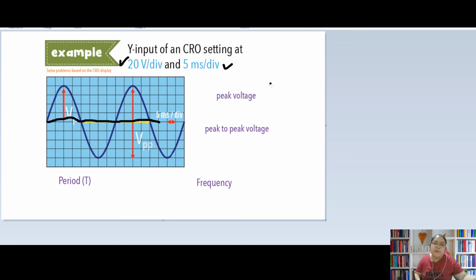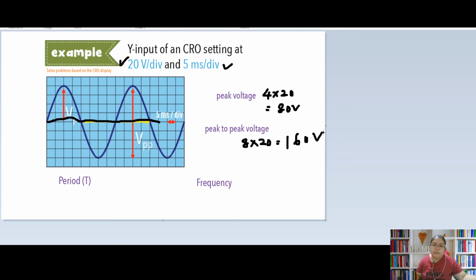First one, we find the peak voltage. Peak voltage, we have 4 boxes, 4 multiplied by 20. So the answer should be 80 volt. Then VPP, 8 boxes multiplied by 20, so it should be 160 volt.